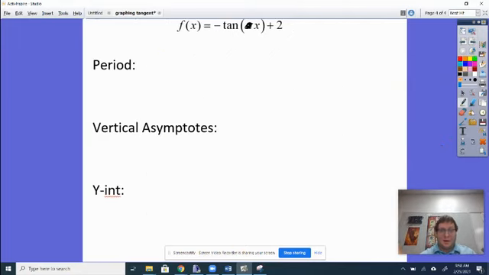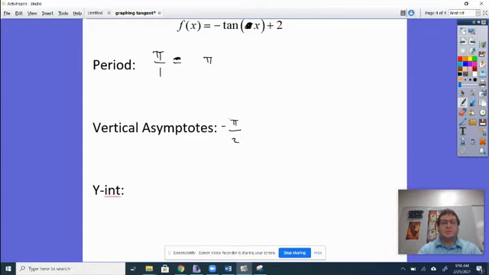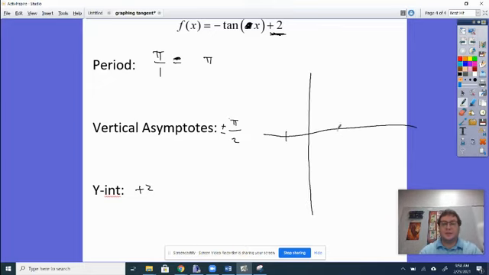I'm going to get rid of pi here because that makes it really funky and I don't like it. So the period, same thing. We're going to do pi over b, which in this case is going to be 1 because I got rid of it. So it's going to be pi. My vertical asymptotes, we're going to divide by 2. So they're going to be at positive and negative pi over 2. And then my y-intercept is going to be at positive 2. Okay, so again, positive, negative pi over 2.